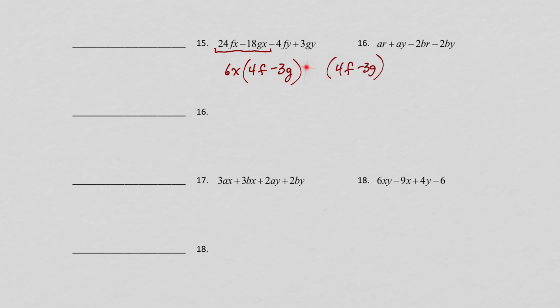Then I'm going to think about what I need to put here so that when I distribute, I get back to those things. And it looks like a negative y. And just double check. Negative y times this is negative 4fy. Negative y times negative 3g is a positive 3gy. So it works. So this is my common factor, and I got to pull that out.